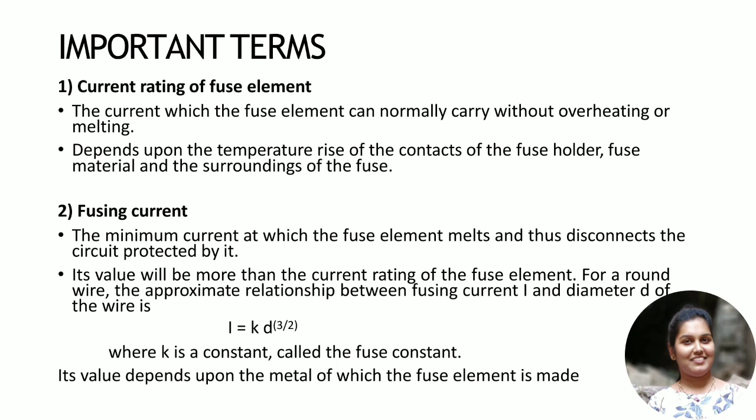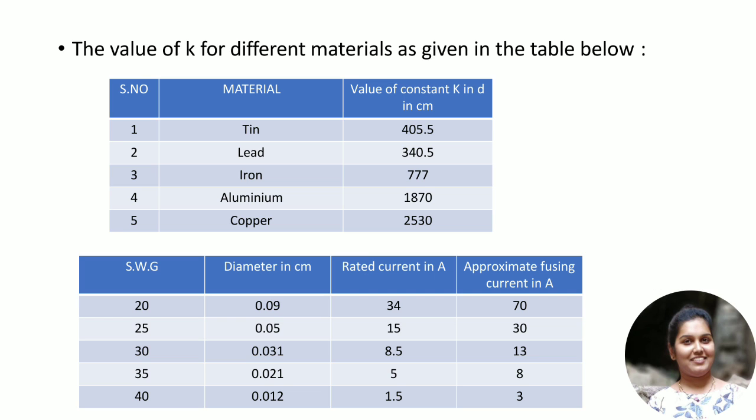As we have already discussed, the fuse element can be made up of copper, zinc, tin, silver, aluminium, etc. So the value of K depends upon the material we use for the construction of the fuse. In order to calculate the value of fusing current, we just use this formula, I = K d^(3/2), with the knowledge of the element used for construction of the fuse element.